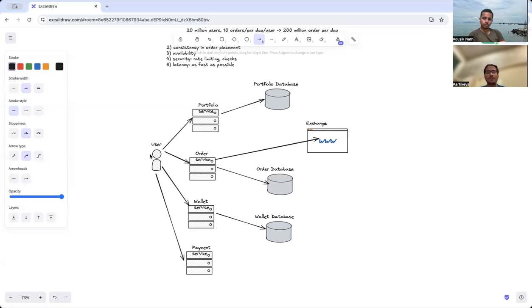So the user comes to the wallet service. When the user clicks the button to add 200 rupees to the wallet, the request comes to the wallet service, which generates a unique ID that will basically work as the idempotency key. Maybe we can call it the transaction ID or something like that, and then we use that key to basically ensure idempotency in our whole system.